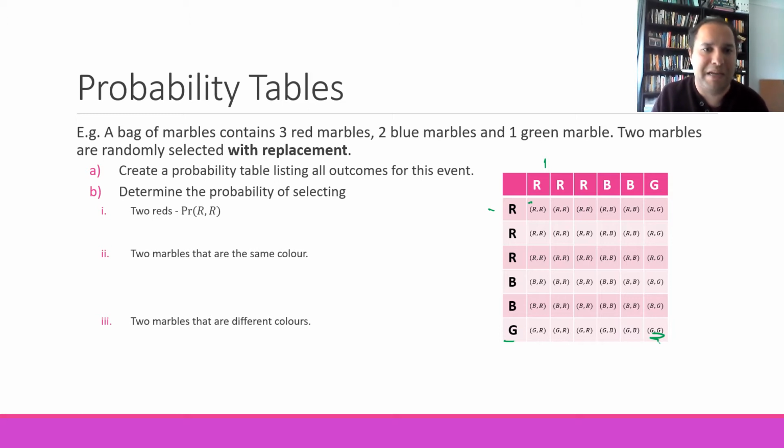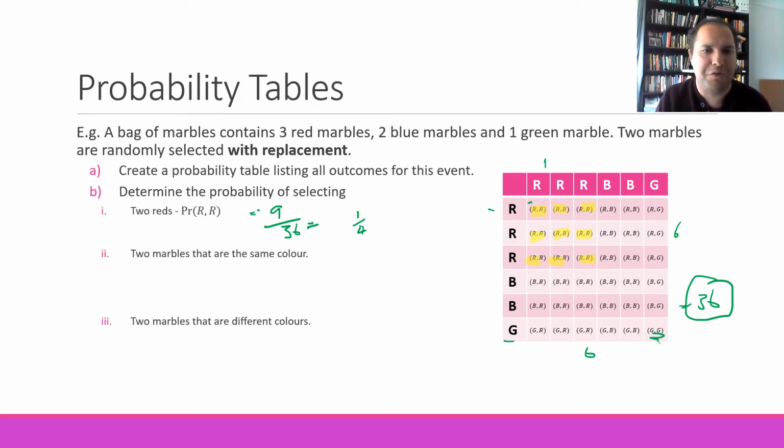Now we want to determine the probability of selecting 2 reds. So we're going to find all of the 2 reds in our table. There's 1 there, 2, 3, 4, 5, 6, 7, 8, 9. So we've got 9 outcomes that have 2 reds. And the total number of outcomes we've got here is 6 this way, 6 this way, so 36 total. So 9 out of 36, or 1/4. So there's a 1 in 4 or 25% chance that we'll pick out 2 reds.